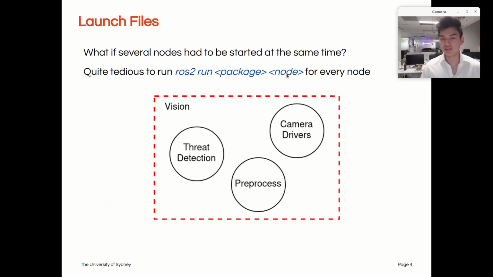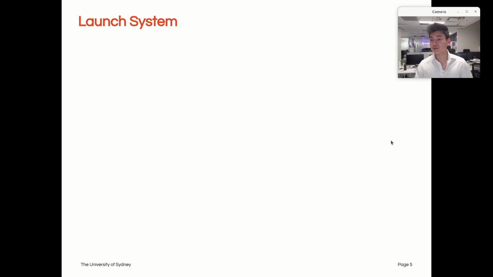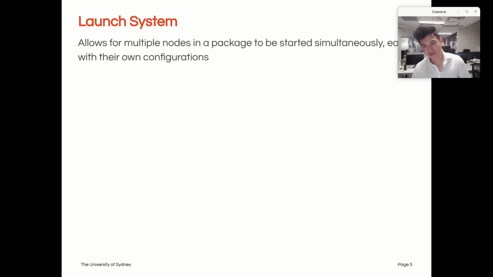So this is the question we ask. We've been doing ROS2 run every time. Is there a better way? I hope you've guessed it. The answer is yes, we do have a better way to do it. And it's called the launch system for ROS2. The launch system for ROS2 allows for multiple nodes in the package to be started at the same time and with their own configurations.